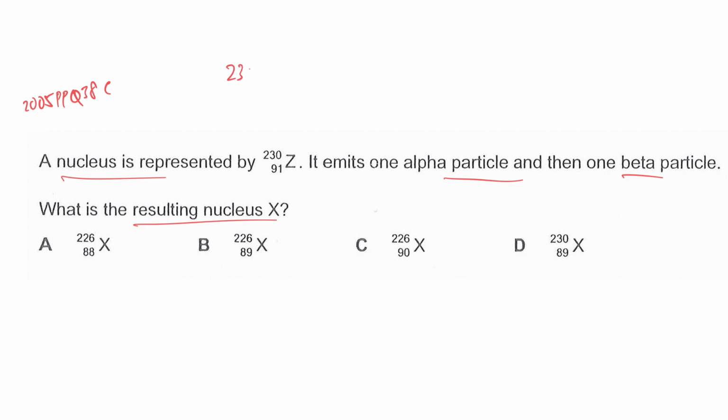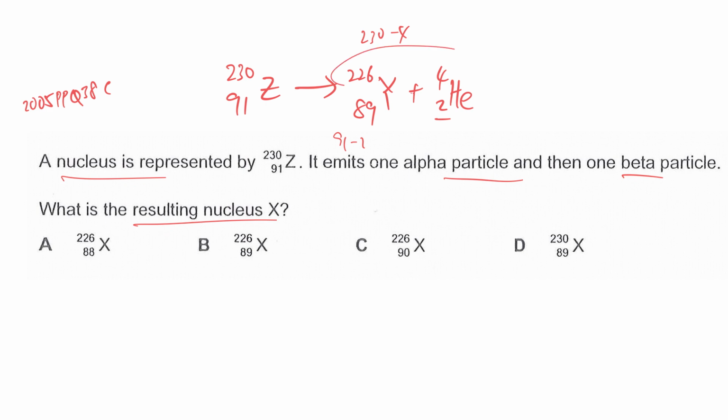So let's start with the initial one. The mass number is 230, the proton number is 91. So it will undergo decay by an alpha particle, and recall alpha is 4, 2. Let's look at the proton number. Since 2 protons are given away, it's 91 minus 2, so the proton number will become 89. For the mass number, this will be 230 minus 4, that will be 226. So how do you check? Add these two numbers together, it will give you 230. 89 plus 2 will give you 91.